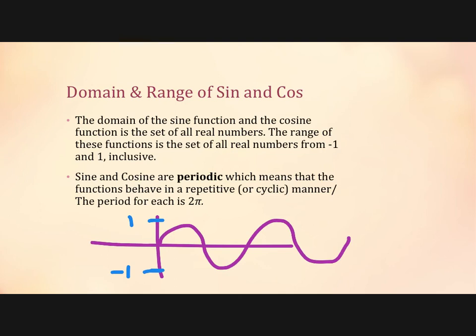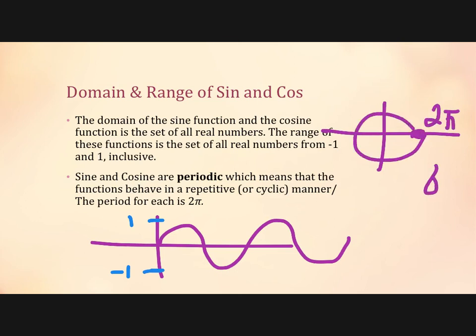And sine and cosine are periodic, which means that the functions behave in a repetitive or cyclic manner. That means that every time I go around my circle, from my initial angle to every other coterminal angle, I'm going to have the same point. So whether my point is at, let's say, 2 pi or 8 pi, that means I'm going around the circle. That would be 4 pi. That would be 6 pi. That would be 8 pi. Still results in the same spot. So those are coterminal angles, and coterminal angles will have the same x and y coordinates.